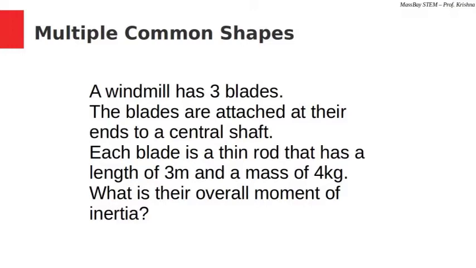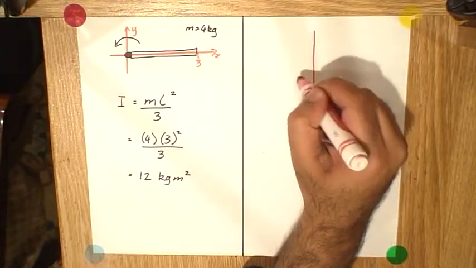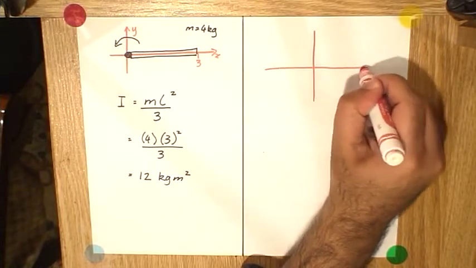Consider this question. A windmill has 3 blades. The blades are attached at their ends to a central shaft. Each blade is a thin rod that has a length of 3 meters and a mass of 4 kilograms. What is the overall moment of inertia? I'm going to start by drawing my axes like this.